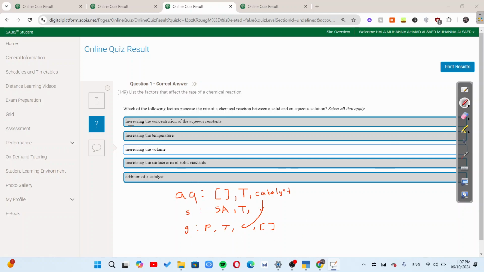So let's see for solid and aqueous solutions. Increasing concentration, yes. Increasing temperature affects everything. Increasing volume, no. Because either way, if you're increasing the volume, it's going to take longer for you to reach your endpoint. So it's not really helpful. And it's going to decrease the pressure. So either way, it's definitely not. Increasing surface area of solid reactants, yes. And adding a catalyst, yes.